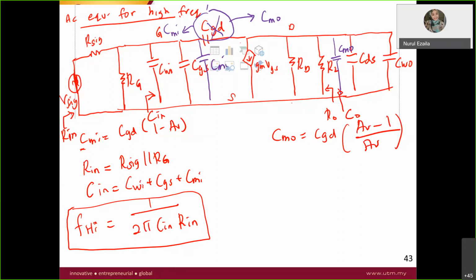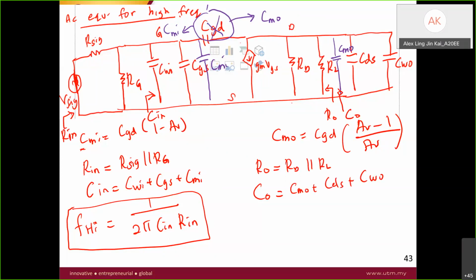So what is R out? Total R out is RD parallel with RL. What is C out? C out is CMO plus CDS plus CWO.